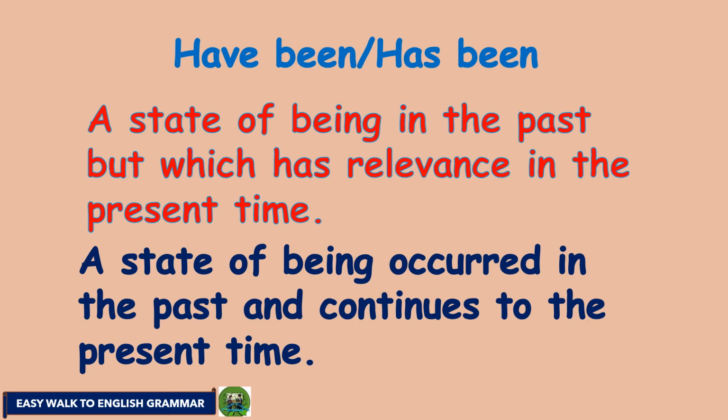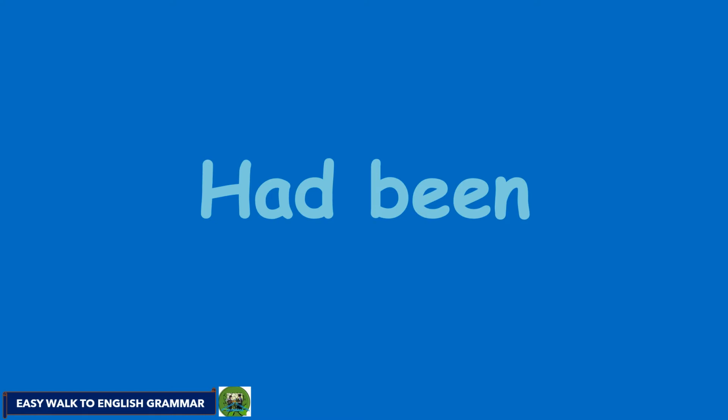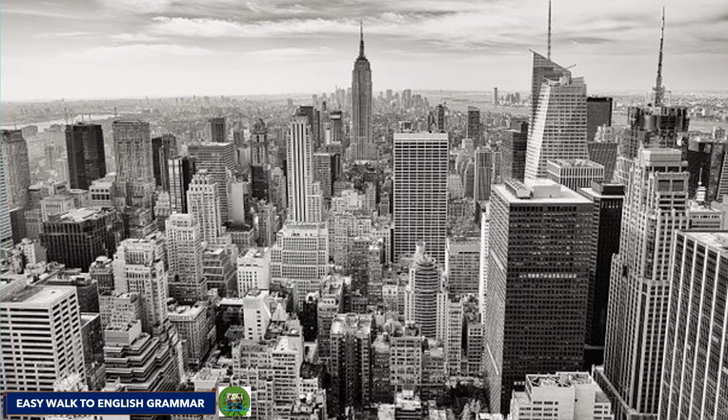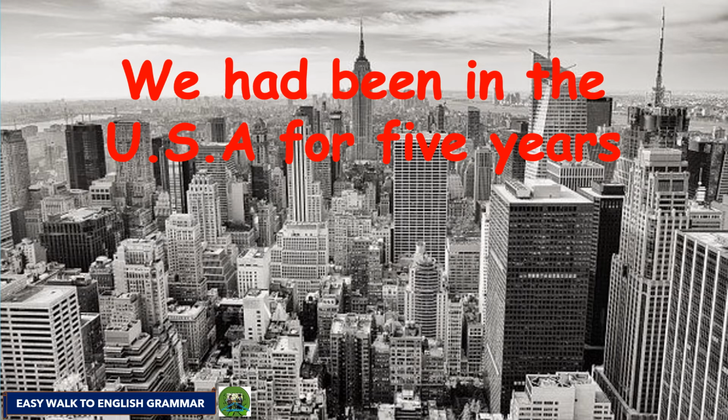Let me repeat it. You can understand this matter clearly if you understood what state of being is. For that, you need to watch the previously mentioned two videos. Now, let's look into how to use had been in English. In this sentence, we had been in the USA for 5 years. We can see that here also we refer to a state of being in the past.